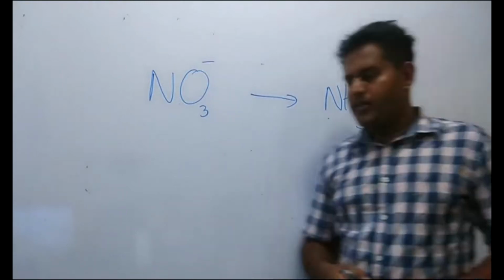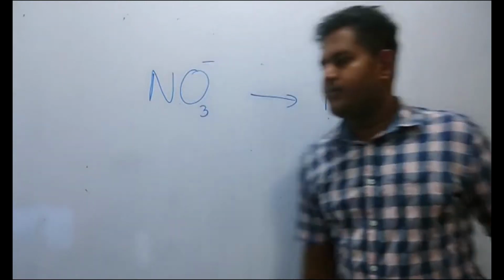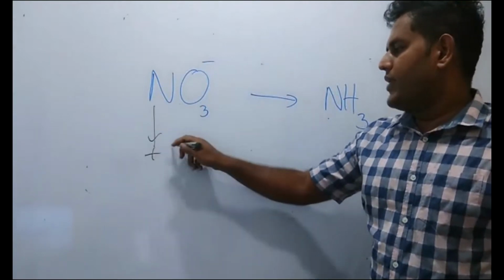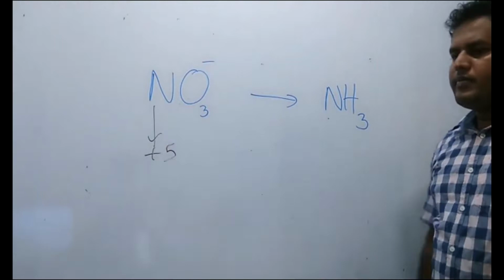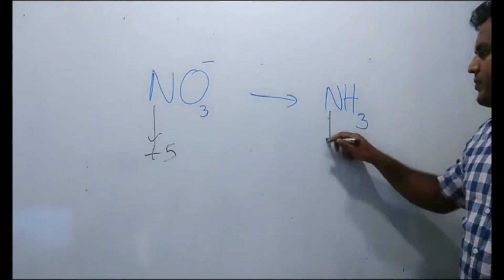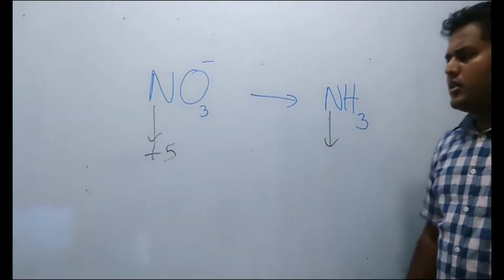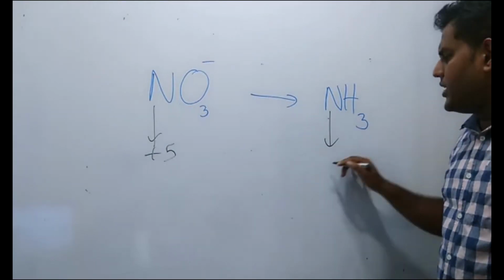First step, getting the oxidation difference. Nitrogen, what is the oxidation number? +5. This nitrogen, what is the oxidation number? In ammonia, what is the oxidation number of nitrogen? Don't mix up. Hydrogen is +1, 3 hydrogens +3, nitrogen is -3.